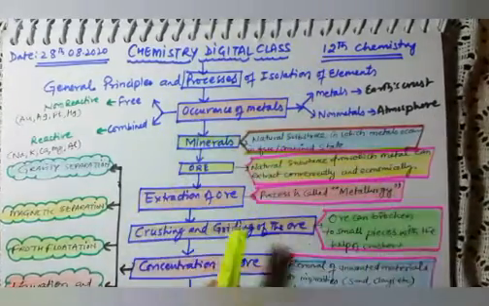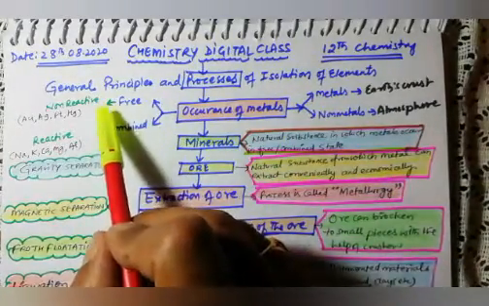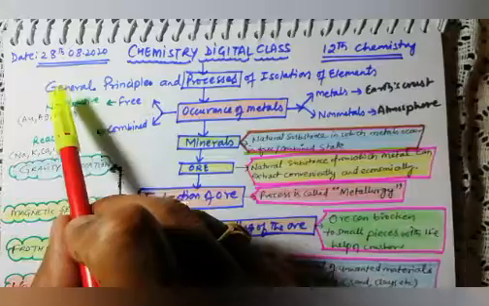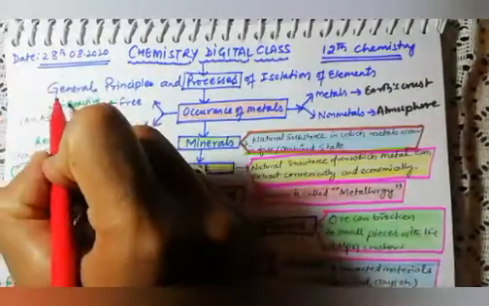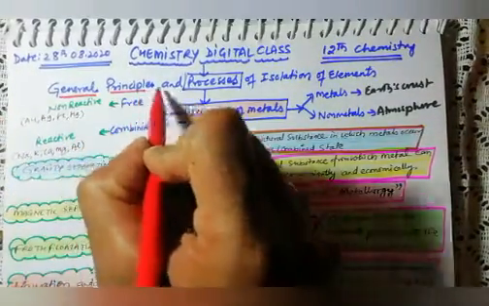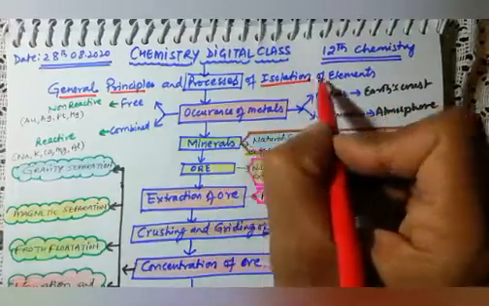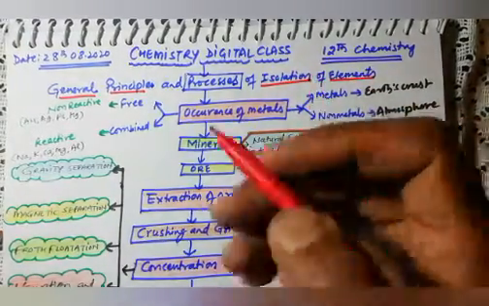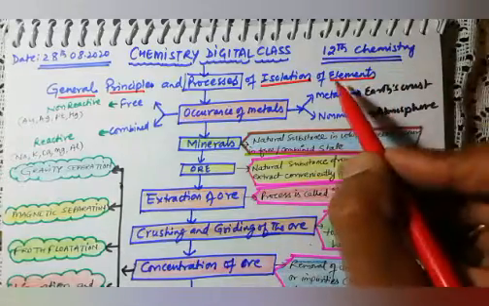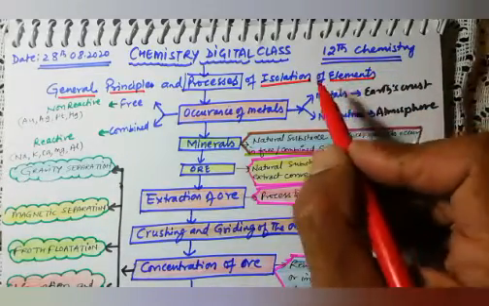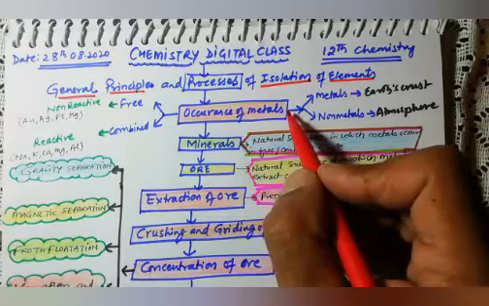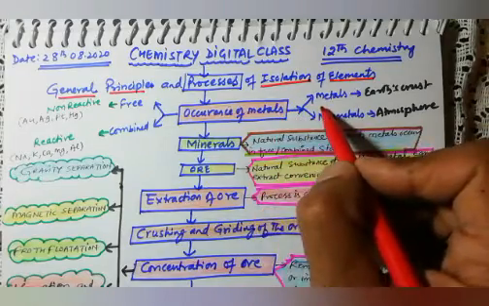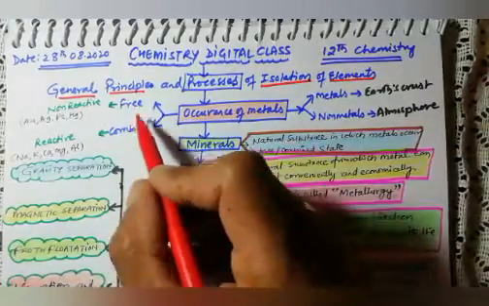I'm going to tell you about the full chapter, what we did and what we are doing. As you know, the chapter name is General Principles and Processes of Isolation of Elements, where we are going to study especially the story of elements, I can say the history of elements: from where an element can occur, how many types of elements there are, and in which state an element is found.